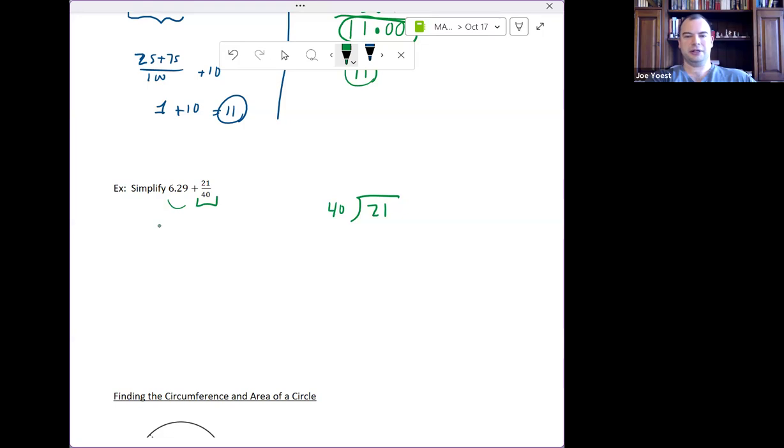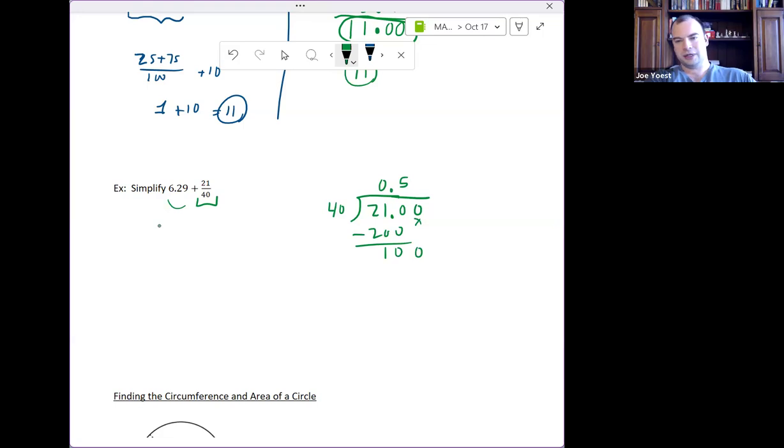So 21 divided by 40. 40 does not go into 21. Or I could say 40 goes into 21 0 times. So I make that 21.0, bring my decimal point up. 40 goes into 210 5 times. 5 times 40 is 200. And I get a remainder of 10.